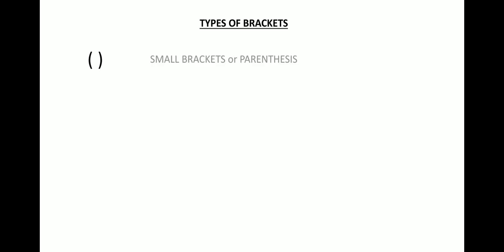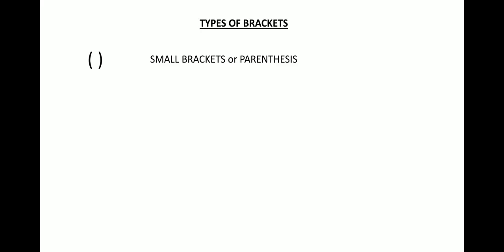Today we are going to learn about brackets. So there are different types of brackets. First we'll learn about them. The common type of bracket that we use is this one. And this kind of bracket is called small brackets or parenthesis.